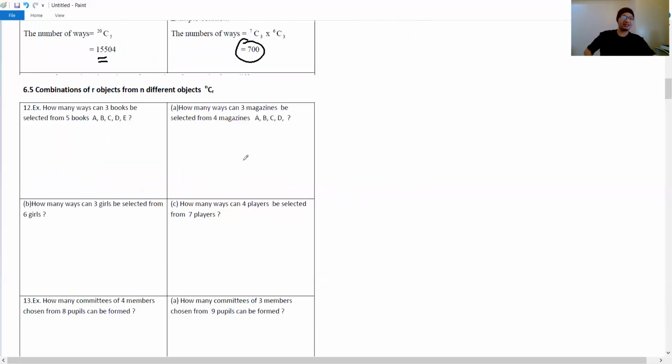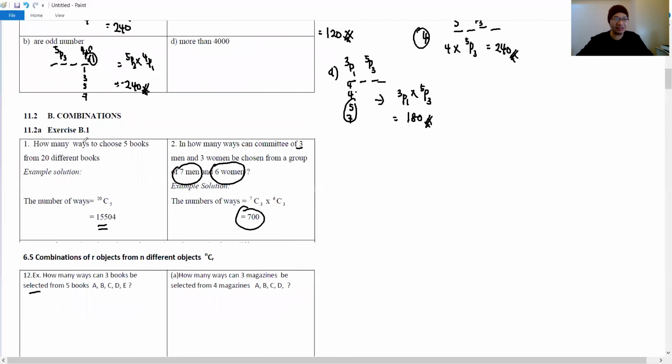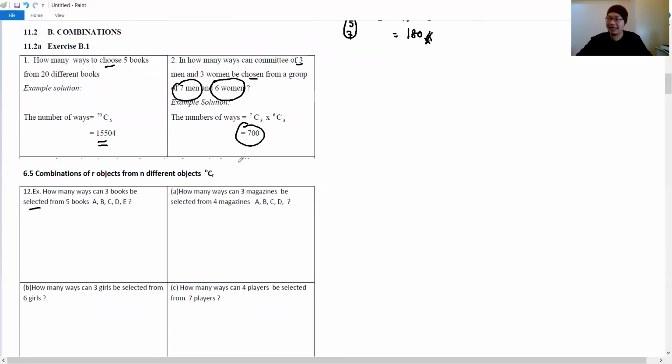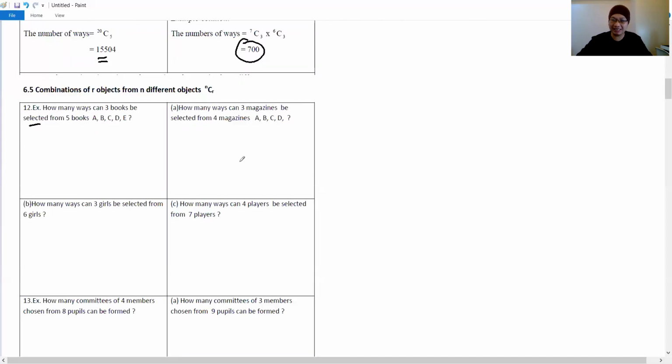Okay, combination. Now, first example here. How many ways can 3 books be selected from 5 books? You see the word select. Previously we used the word choose, chosen, and so on. Now we are using the word select. So available books is 5, and we want to choose 3. So 5C3. Very straightforward.